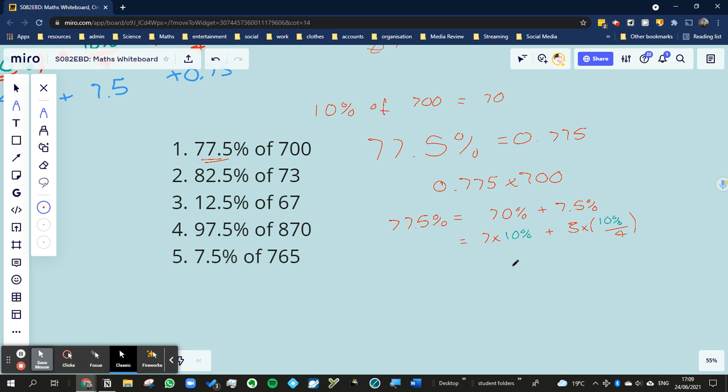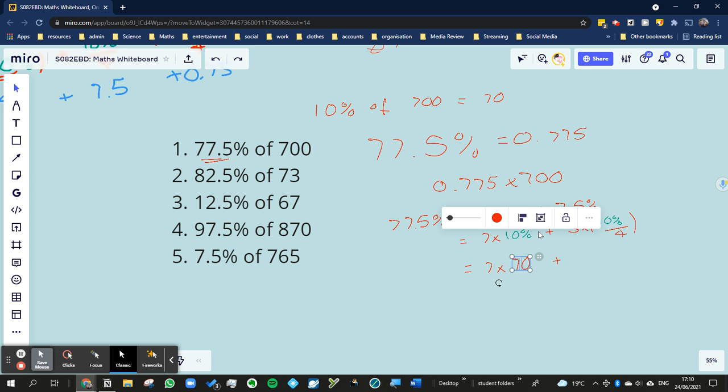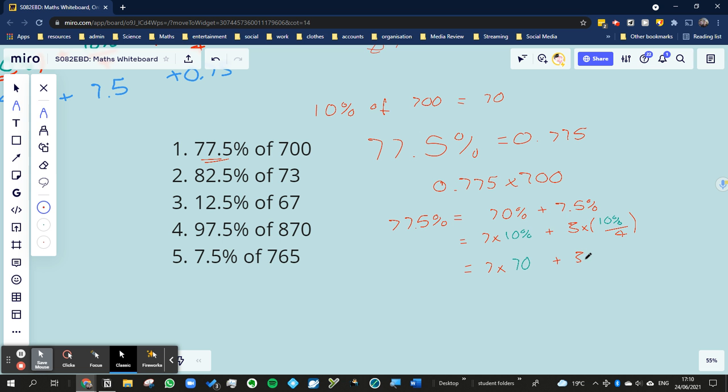So that's the first stage of doing these problems. Again, I'm doing it quite slowly here, but once you get the hang of it, you'll do some of these stages in your head. In fact, you might do both of these stages in your head and just jump to this next stage. If 10% of 700 is 70, then you're going to do 7 times 10%, which is 70. So let's turn that 70 green so we realise it's the same as that 10% there. And then do 3 times 70 over 4.